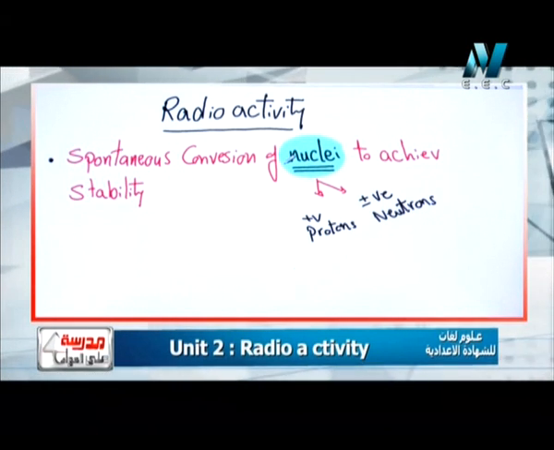I just would like to know who was the person who discovered these unseen rays or radiation. Yes, the first scientist who discovered the unseen rays, called radiation or nuclear radiation, is called Henry Becquerel. The first scientist who discovered the unseen rays produced from radioactive elements. But first we should know why these elements are radioactive. As we see in the definition, radioactivity is a spontaneous conversion of some nuclei to achieve stability.